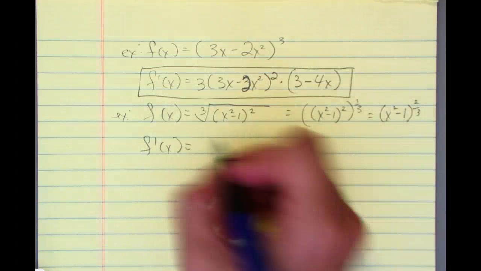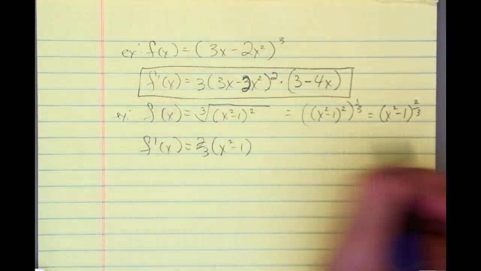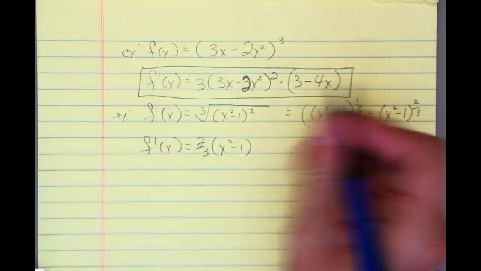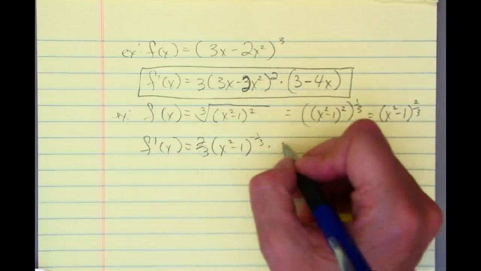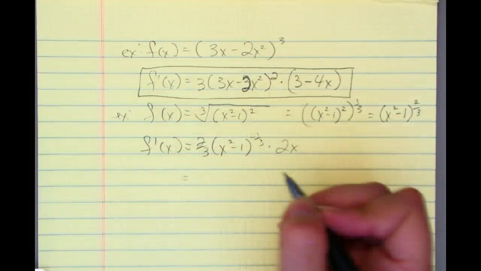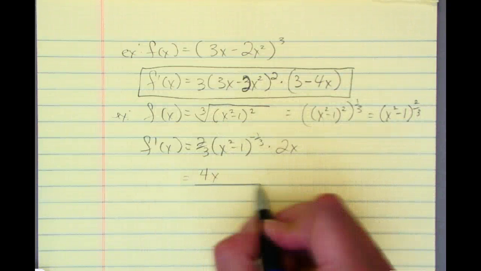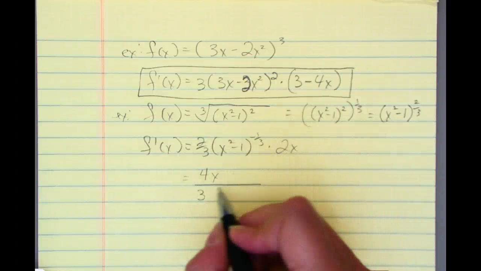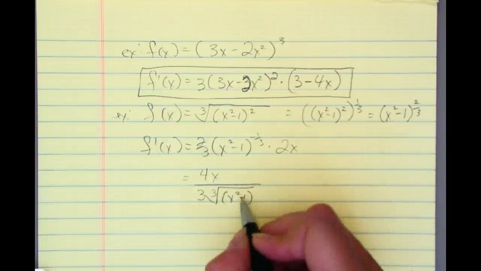So I'm going to do the outside function, bring down the 2/3, x squared minus 1. Now I'm going to decrease 2/3 by 1. That'll be negative 1/3. Multiply it by the derivative of the inside, which would be 2x. We'll proceed to clean that up. That is in the numerator. This is in the denominator along with this. Let's see, minus 1.